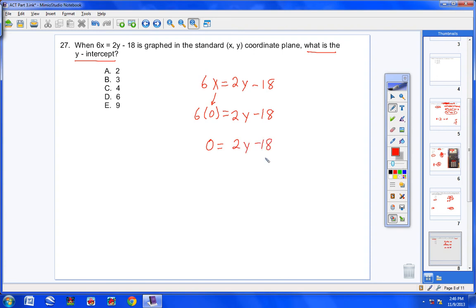Now we're going to solve for y. Bring the 18 over. When you bring it over, it becomes a positive 18. So I'm going to cross this off and put it over here. Positive 18. 0 plus 18 is 18. 18 equals 2y. Divide both sides by 2, and y equals 9. So, what is the y-intercept? 9, letter E, 9. Okay, moving on to number 28.